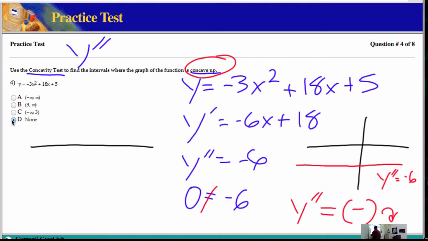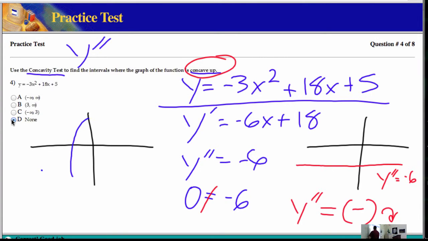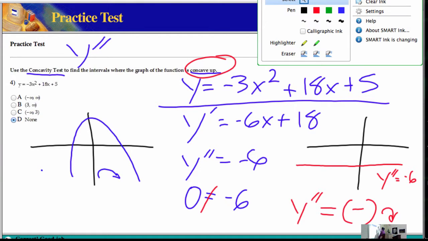Now, when you think about this, if you look at y, that makes sense because it's a parabola with a negative leading coefficient. So this is going to look something like that, right? So it's always going to be concave down. It's always going to curl down. Okay? Any questions? All right, good. You guys are doing well.